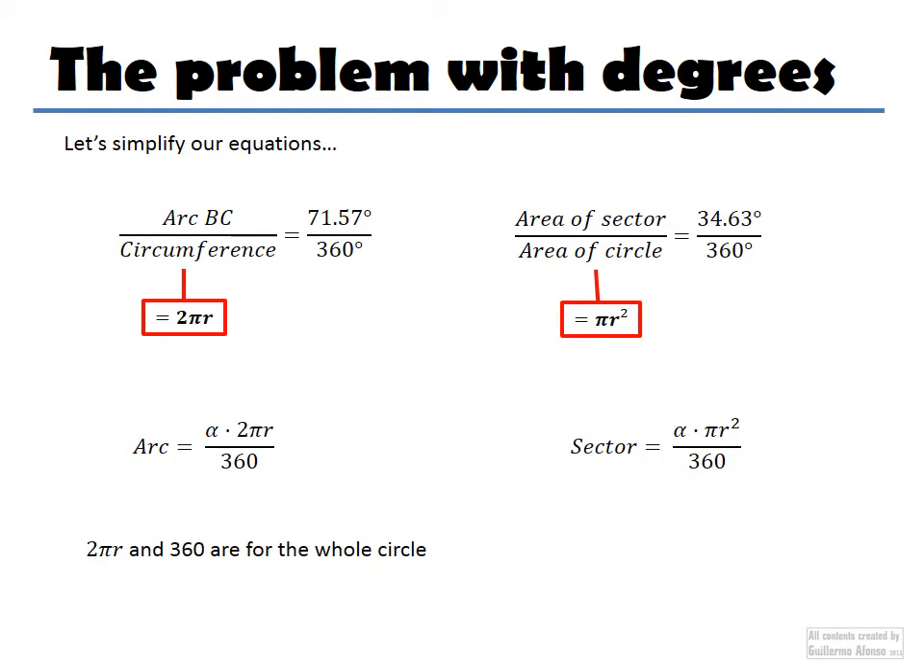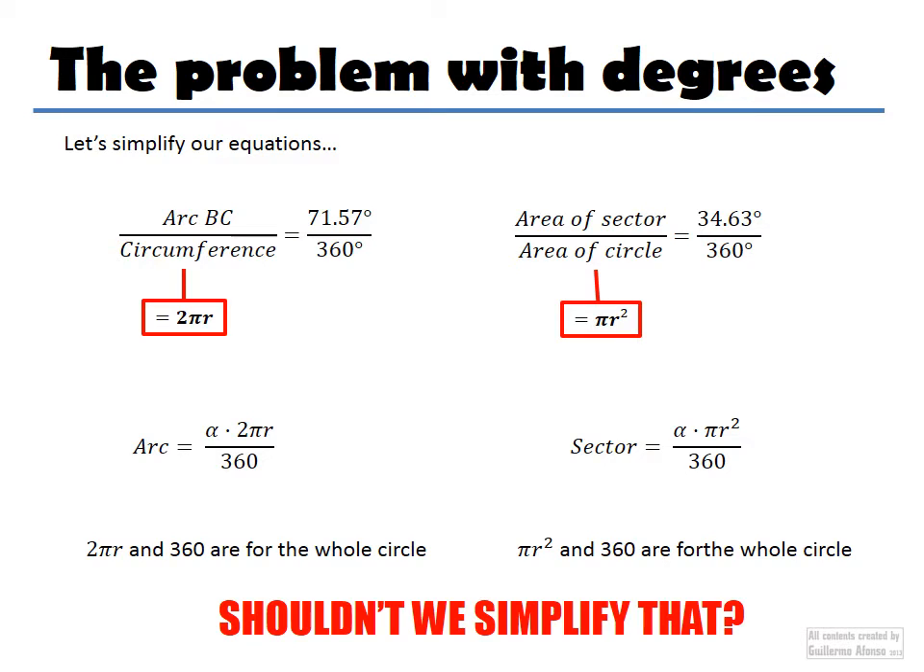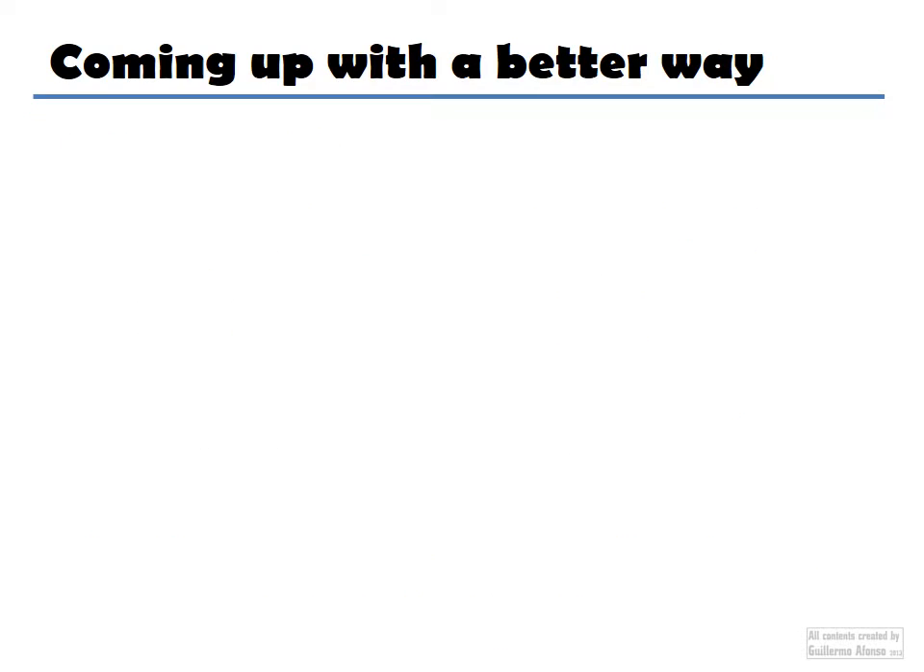Now, the problem I was pointing out is that 2 pi r and 360 degrees both represent the whole circle, and we should simplify that somehow. Maybe I can put angles in terms of pi, and then things will simplify. I hope in this presentation you get an idea of exactly how that happens. So let's think of a better, more useful way to measure angles. Instead of using degrees, I'm going to try to use pi.